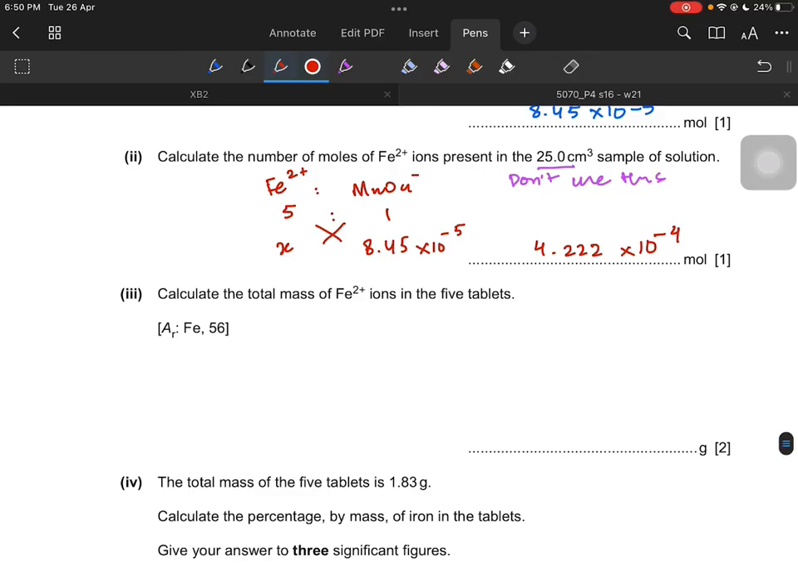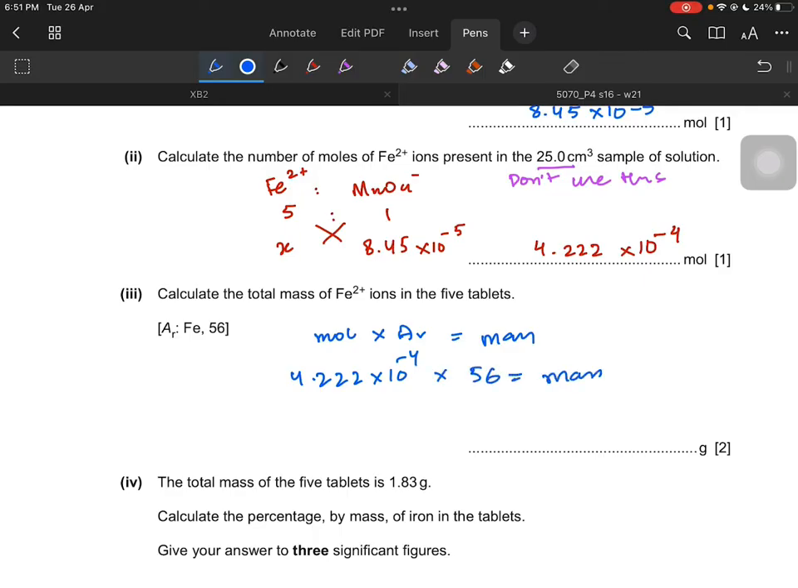Calculate the total mass of iron in the 5 tablets. How do we do that? We know there's a formula for this. We can do the moles times atomic mass is equal to mass. So mole was 4.222 times exponent minus 4, times atomic mass, which is 56 for iron, equals the mass. So how do we get the mass? It's going to be 0.0237 grams for us.